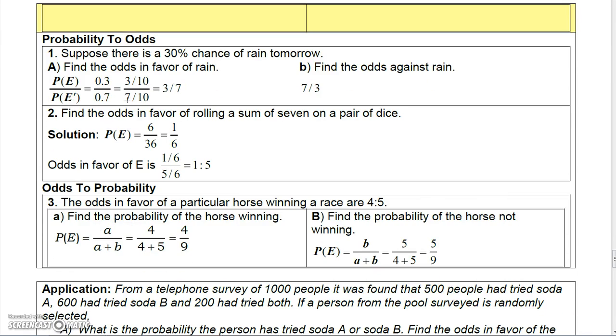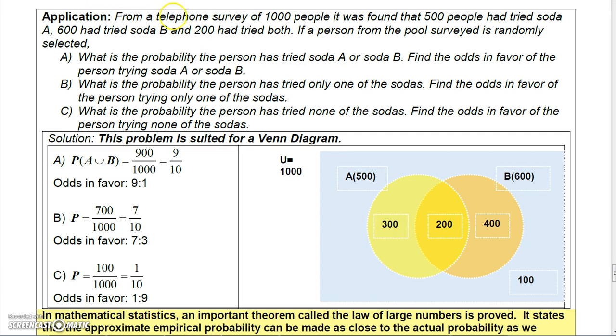Here are some other examples that you can look at. So pause the video and look at these and see how I convert probability to odds and odds to probability. Read this last example. Out of 1,000 people, 500 people tried soda A, 600 people tried soda B, and 200 tried both. If we randomly select somebody, what's the probability the person has tried soda A or soda B, and find the odds in favor of this happening?